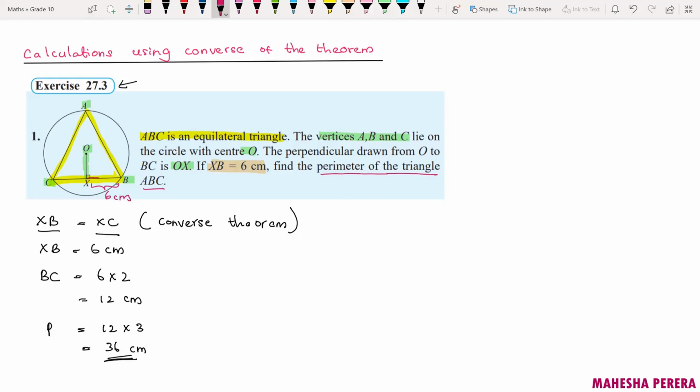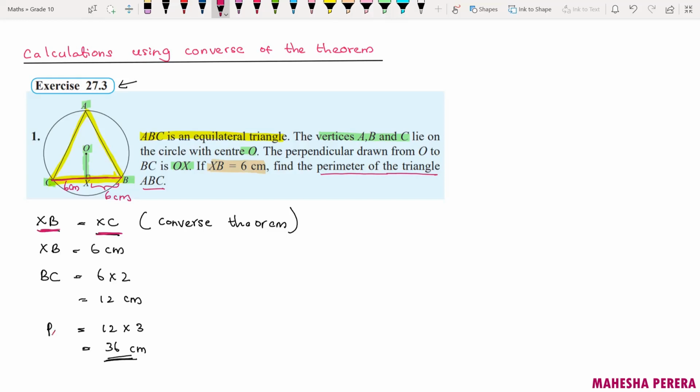Now, if this length is 6 centimeters, according to the converse theorem, this length also should be 6 centimeters, right? Why? Because XB equals XC, so the length of BC should be 12 centimeters. If XB is 6 centimeters, BC should be 6 times 2, 12 centimeters.